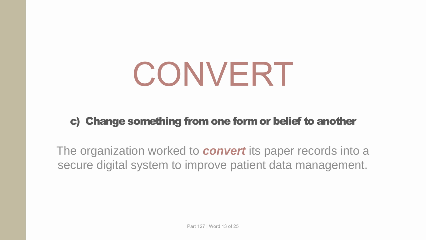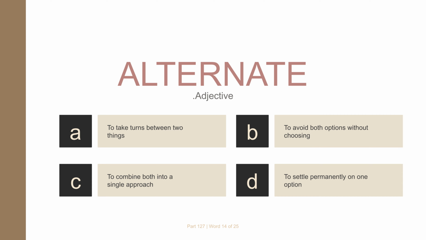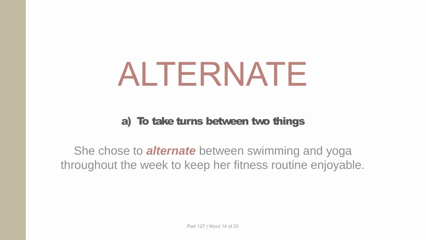Question 14. What is the meaning of alternate? Option A: to take turns between two things. Option B: to avoid both options without choosing. Option C: to combine both into a single approach. Option D: to settle permanently on one option. Correct answer: Option A. The correct meaning of alternate is to take turns between two things. Example: she chose to alternate between swimming and yoga throughout the week to keep her fitness routine enjoyable.